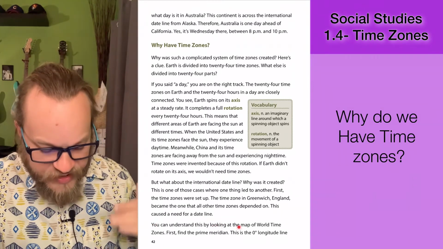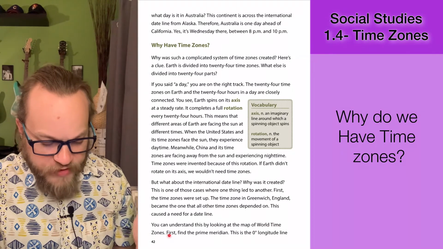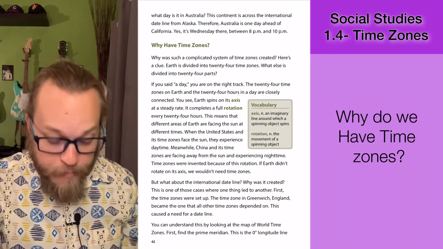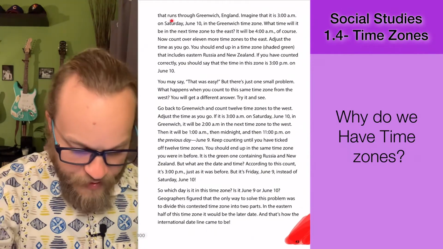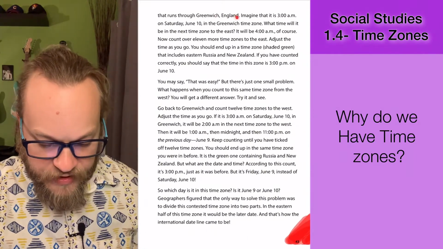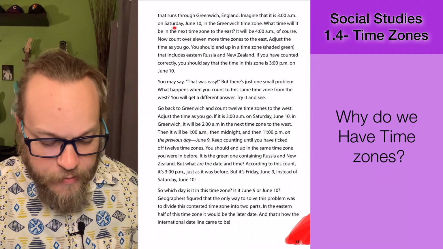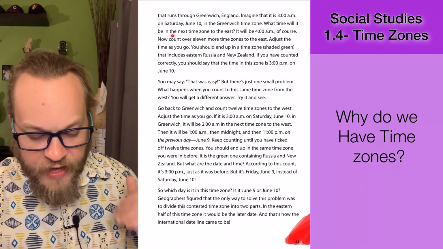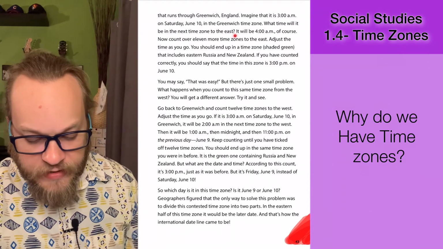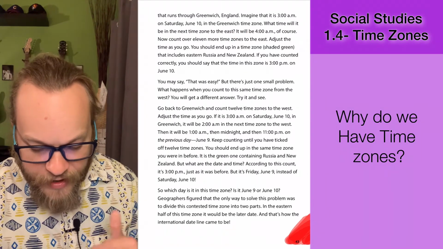You can understand this by looking at the map of world time zones. First, you find the prime meridian. This is at 0 degrees longitude. It runs through Greenwich, England. Imagine that it is 3 a.m. on Saturday, June 10th in Greenwich time zone. What time will it be in the next time zone to its east? Well, it will be 4 a.m., of course.